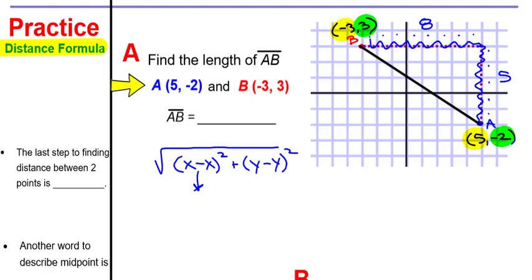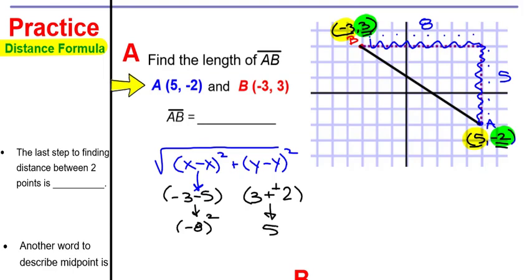First I'm going to do the x numbers, the -3 and the 5. -3 minus 5, and if I do that, that gives me -8, and I'm going to take that and square it. And then I'm going to do the y numbers, +3 and -2. +3 minus -2. And when you subtract a negative, remember that's adding. So when I do that, I get 5, and I square that. Notice that we have over here the 5 and the 8.